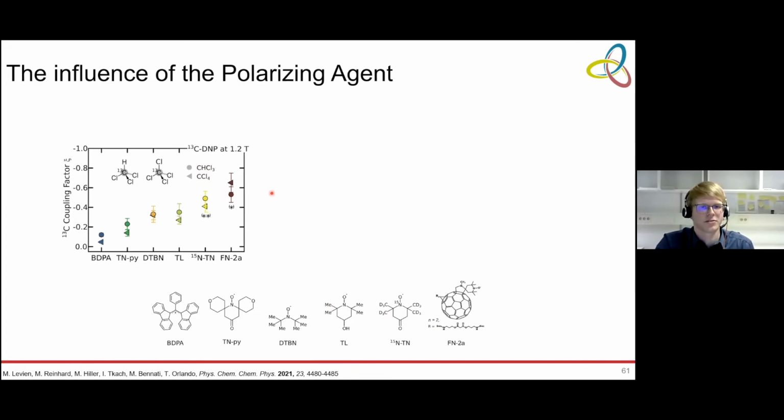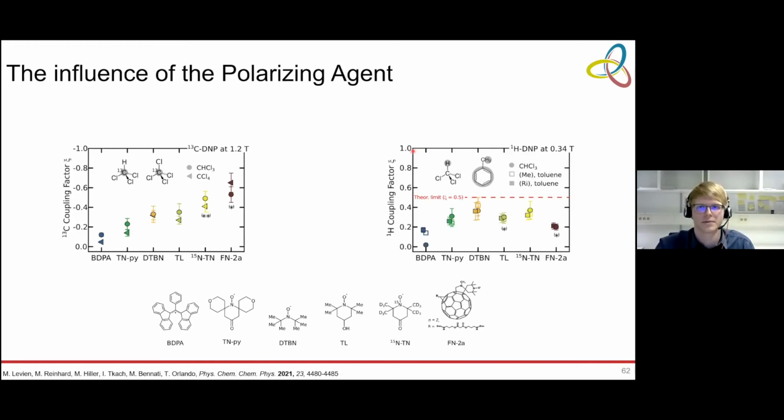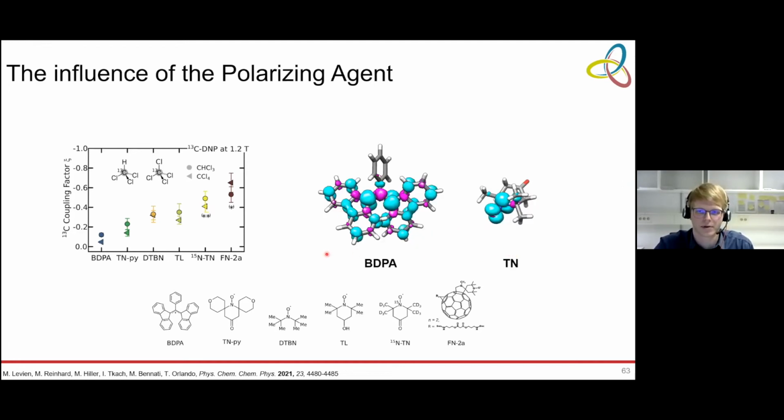And just to be sure that this is really coming from the contact contribution, we measured also the 1H part. Here you can see that the same trend is not visible in the coupling factor of the protons. So we were quite sure that it is coming from the scalar part. And so as a first step, we compared spectral electron spin densities, and we did that for Tempone and for BDPA, for instance. For the other nitroxides, they look similar.